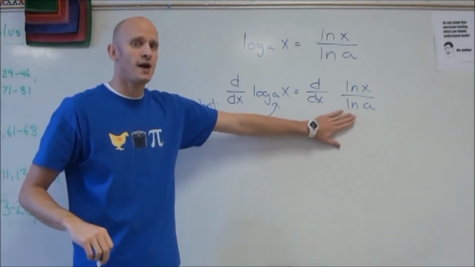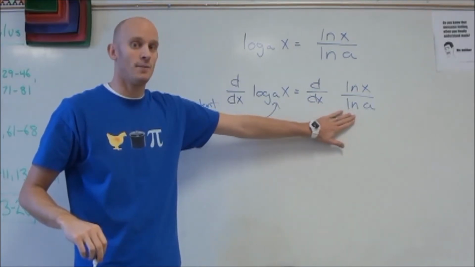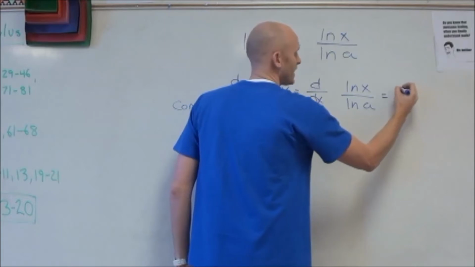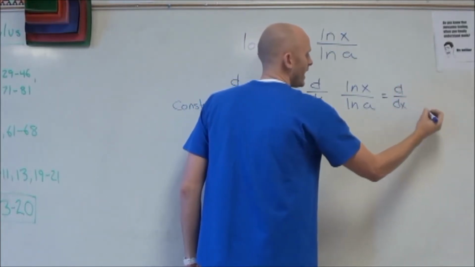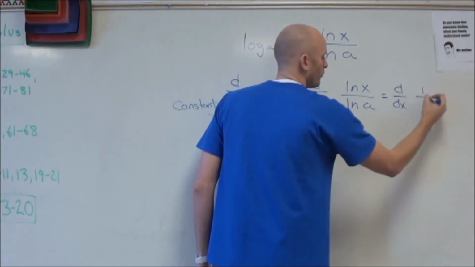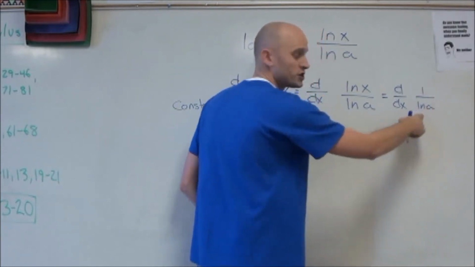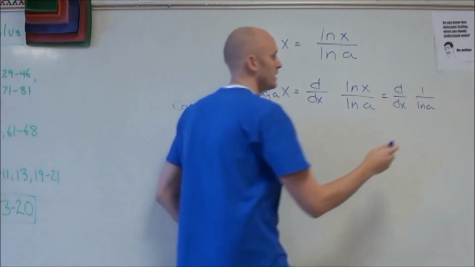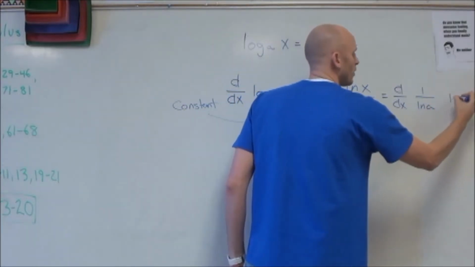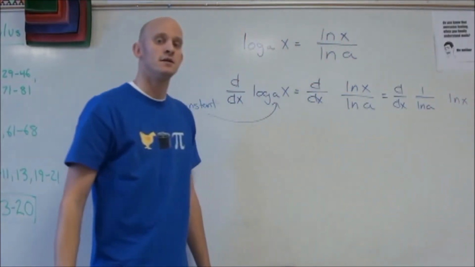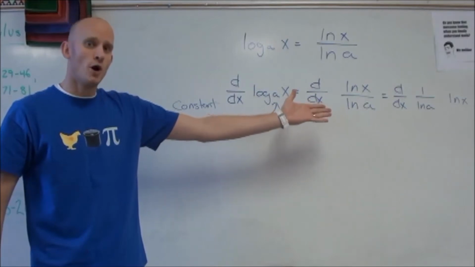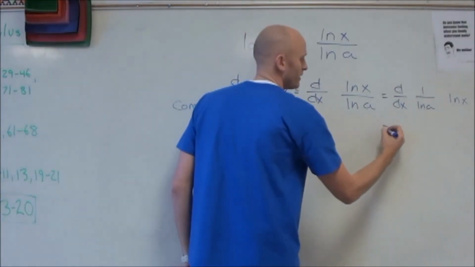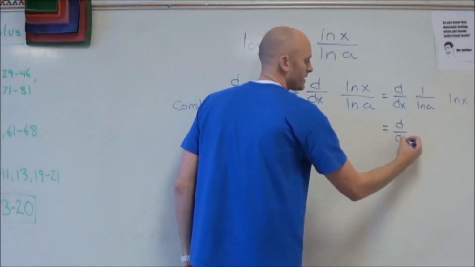Then I can break this fraction up using multiplication. So that's the same as the derivative with respect to x of 1 over the natural log of a, which is a constant. The natural log of a is a number, 1 over that is still just a number, multiplied by the natural log of x. Now, like we talked about, if 1 over the natural log of a is a constant, I can take that outside of our derivative. So it's the derivative with respect to x.